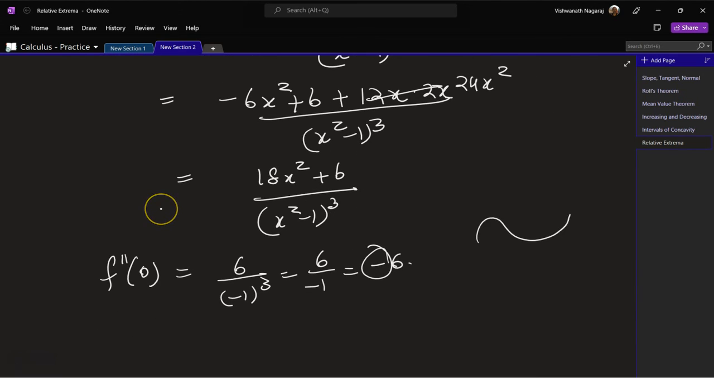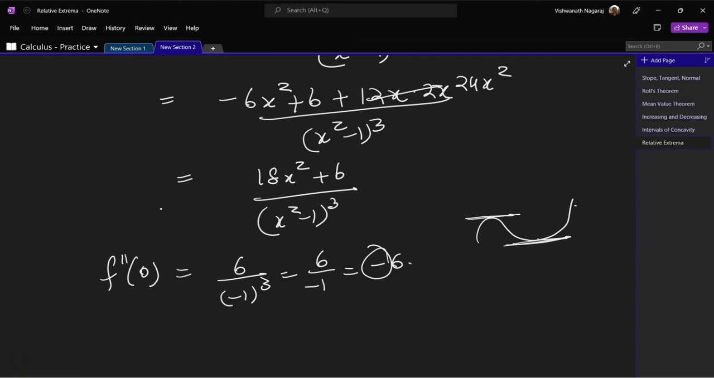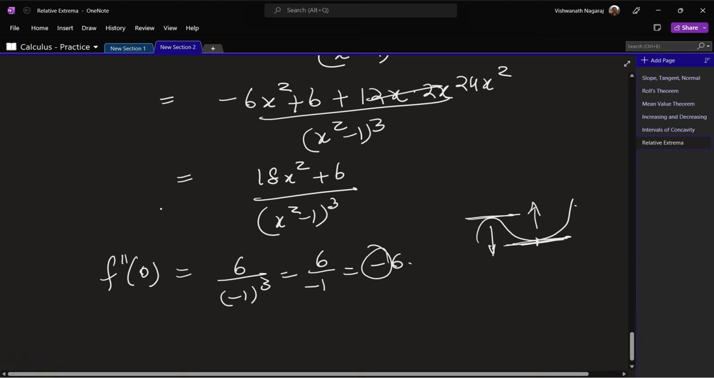Remember, in a graph, if you have something like this, first derivative gives us this and this, right? Second derivative at this point, if it is positive, it is concave up. If it is negative, it is concave down. If it is concave up, this must be the minimum. And if it is concave down, it must be maximum, relative maximum.